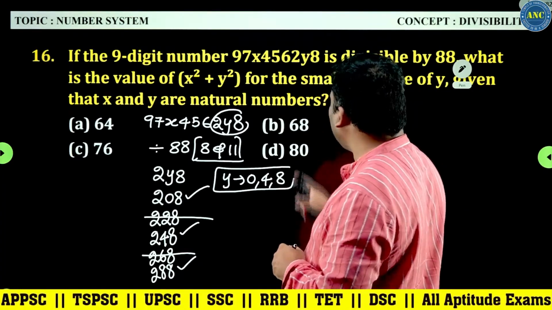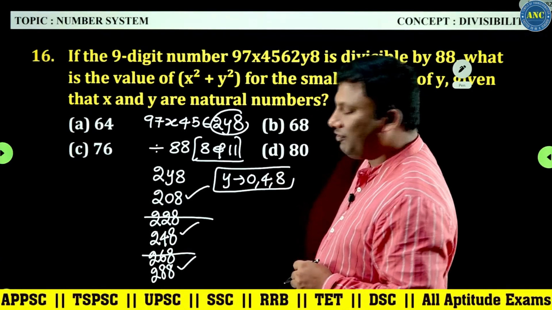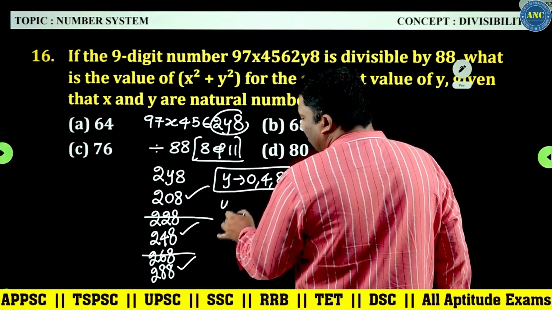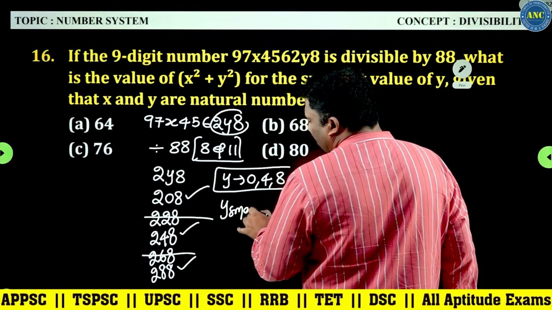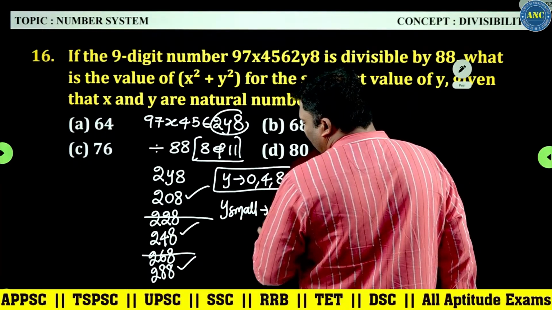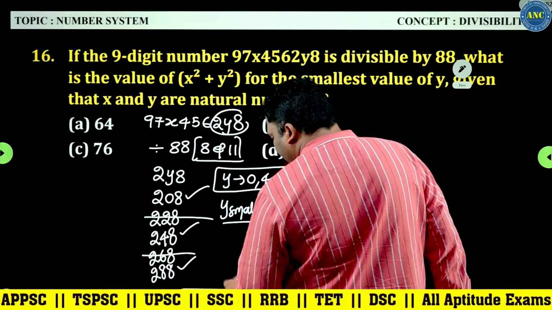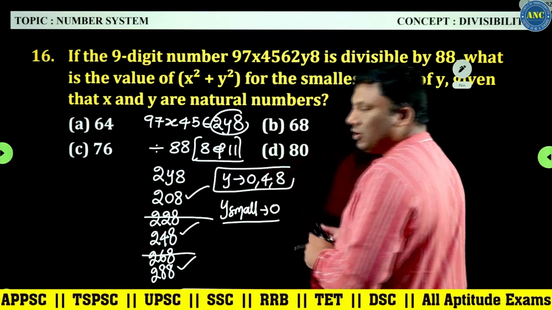What is the smallest value of y? What is the smallest value of y among 0, 4, 8? It is 0. Y smallest, it is 0.